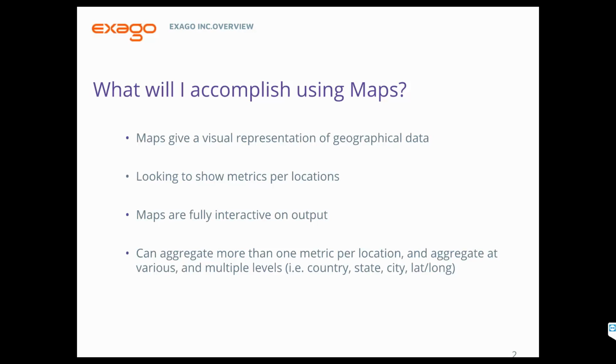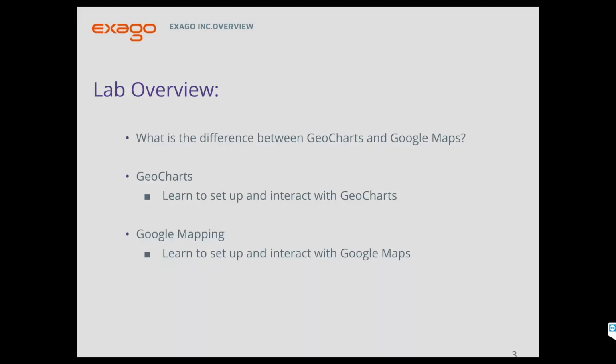So maybe I start at the country level, and I'm speaking about the United States here, so maybe I go from country to state to city, etc. I can go based on latitude, longitude, if that's data that I have available to me. So lots of different options here.